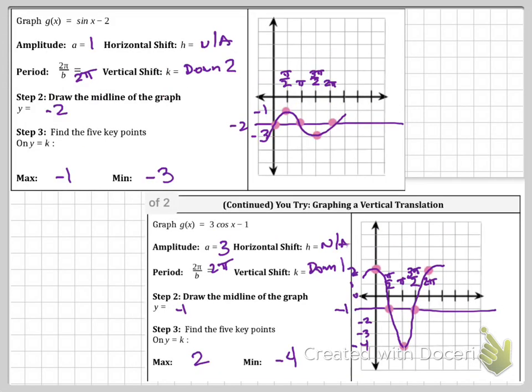The next one, you have sine of x minus 2, so your midline is at negative 2. Sine starts at the midline, so we're starting at negative 2, then you go up, down, down, up.